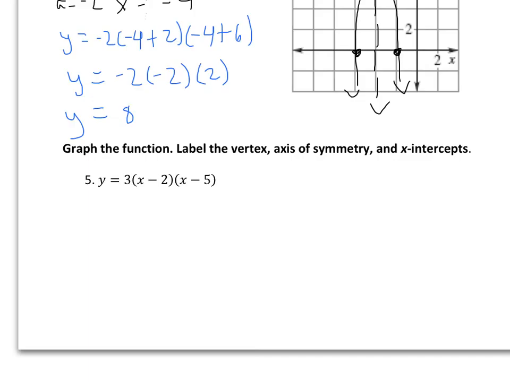So it says graph the function, label the vertex, axis of symmetry, and x-intercepts. So you guys need to draw a graph and graph this one and bring it in completed.